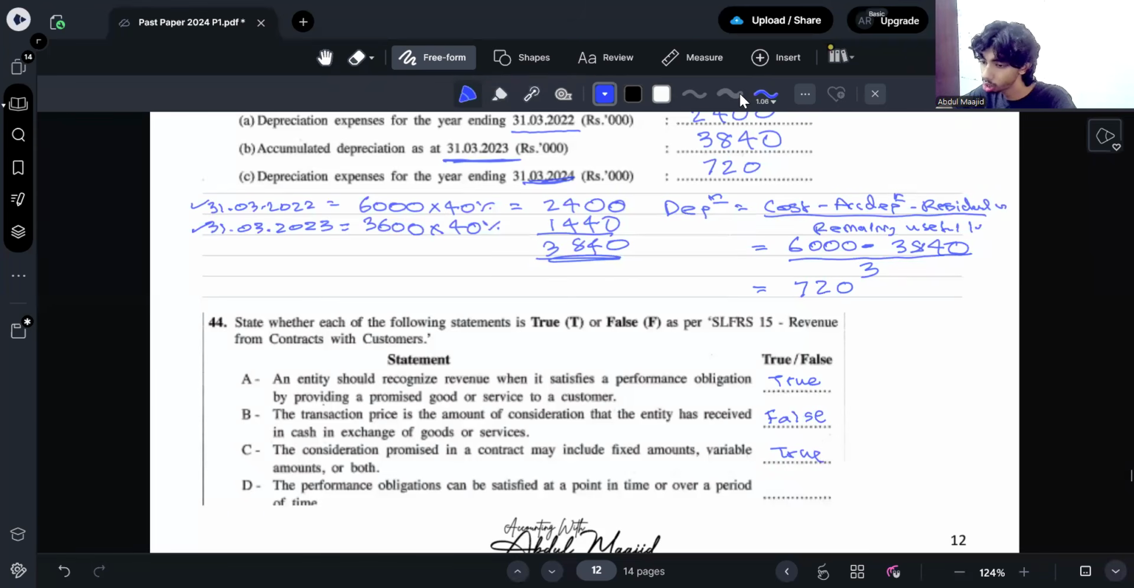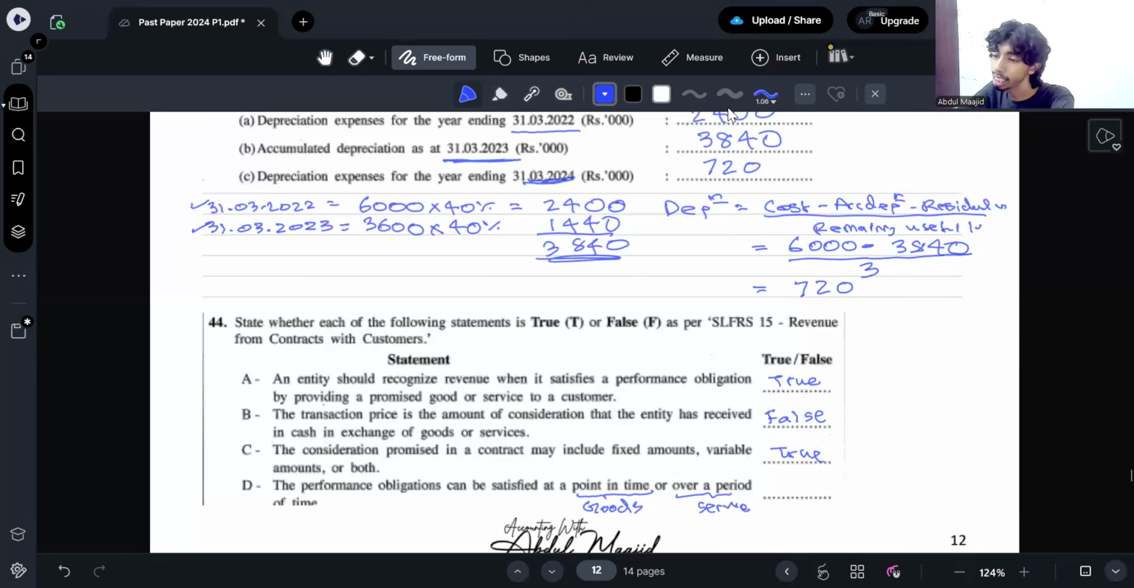Then D, the performance obligation can be satisfied at a point in time or over a period of time. Can you all tell me for what will we satisfy at a point in time? Goods or service? The performance obligation will be satisfied at a point in time for goods. At a point in time is at a particular time. Now, if you give the goods, let's say now the time is 4:57, I'm giving the goods to you at 4:57. That is a point in time. But over a period, then what about services? Services will be provided over a period of time.